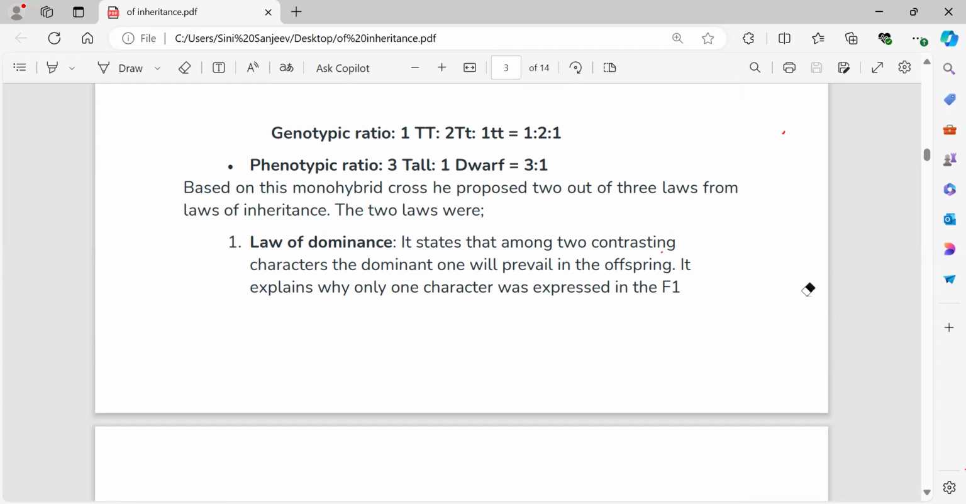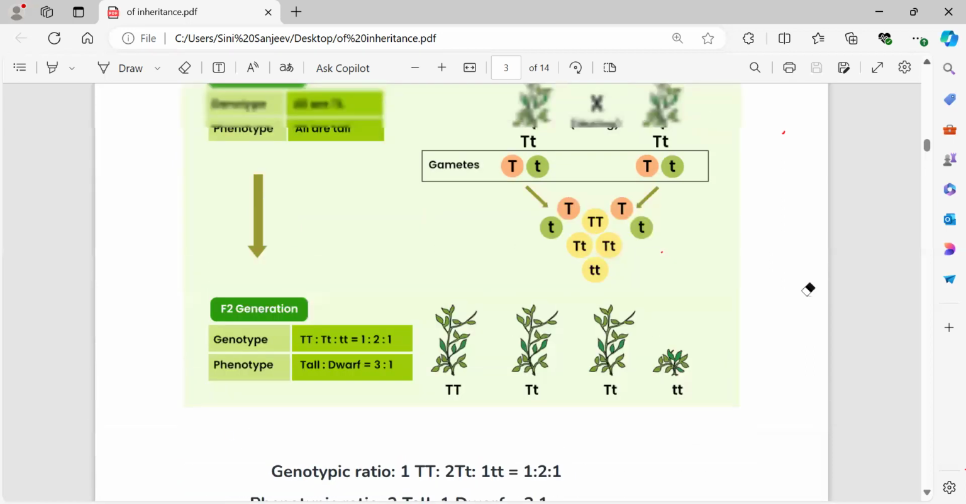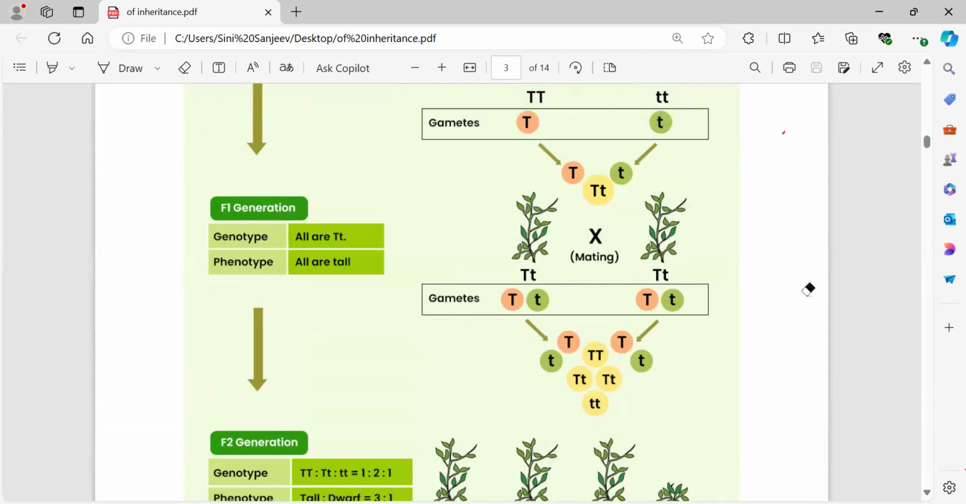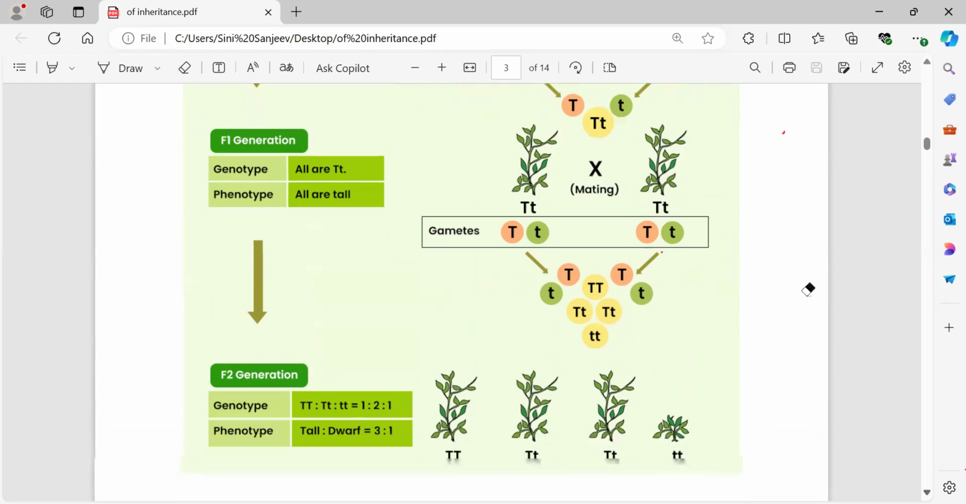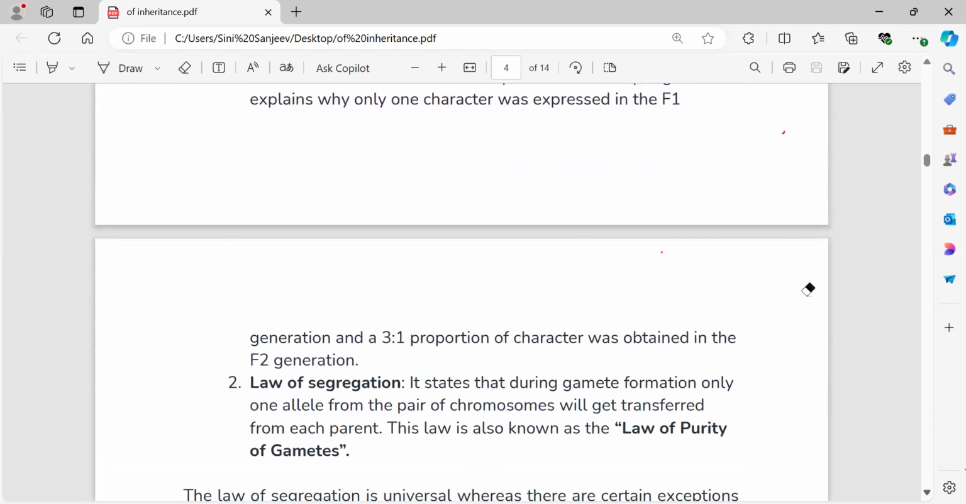It states that among two contrasting characters, the dominant one will prevail in the offspring, meaning it is going to express in that particular offspring. So it explains why only one character was expressed in the F1 generation. Because if you see in this, only one character you can see. That is which character? Tall, right? You don't see any dwarf over here. So this is a tall characteristic which has been expressed in the F1 generation. So that's called the law of dominance. Okay. So hence you got the generation as 3:1.